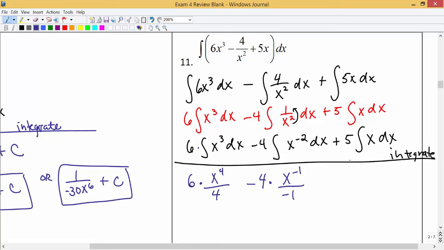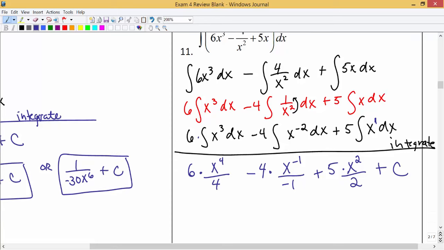For the third term and our last term that we're going to integrate, we're going to add 1 to the power. Remember that the power right now is currently 1. So we add 1 to that power, we get 2, and then we're going to divide by that new exponent. And then since we're doing indefinite integrals, we're going to make sure we add our constant.